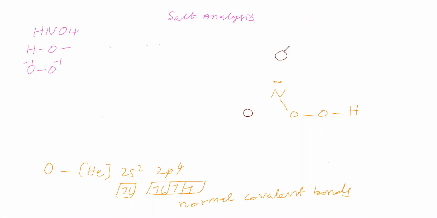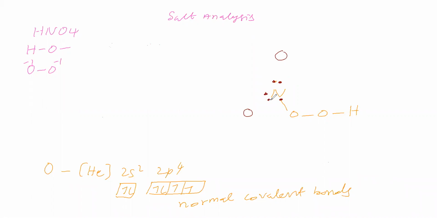So in this HNO4, the nitrogen has one peroxy linkage that we have given. The remaining 2 oxygens we have given. The nitrogen valency shell contains 5 electrons. Out of 5 electrons, 1 electron goes for bonding here, 2 electrons here, 2 electrons here. Totally 5 electrons we have given.